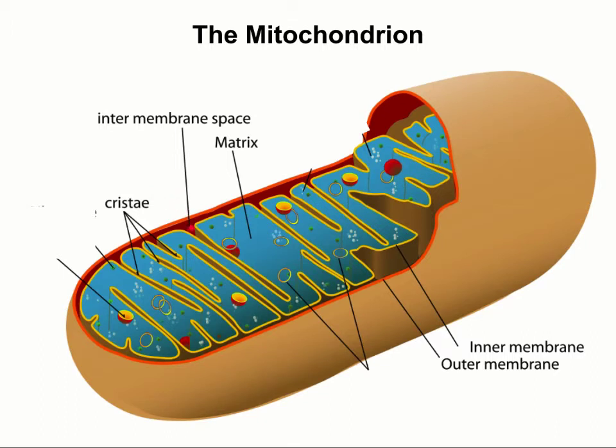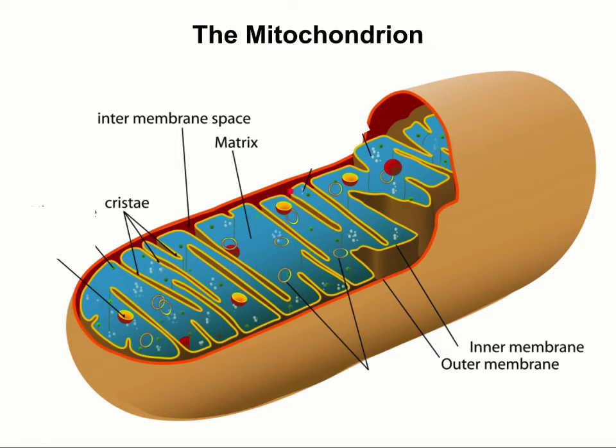First, there is the space between the inner and outer membrane, called the intermembrane space. There is the space inside the inner mitochondrial membrane, called the matrix. Finally, there are the cristae themselves, or the surface of the inner mitochondrial membrane.